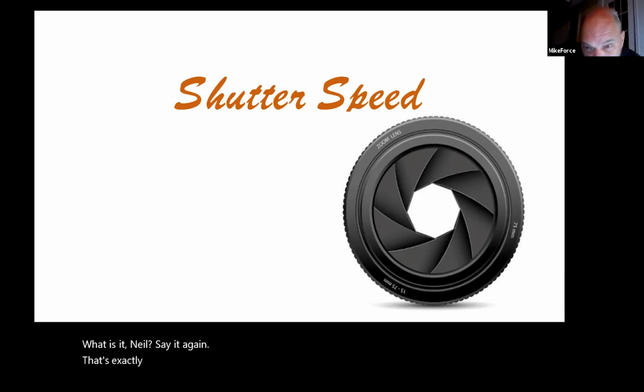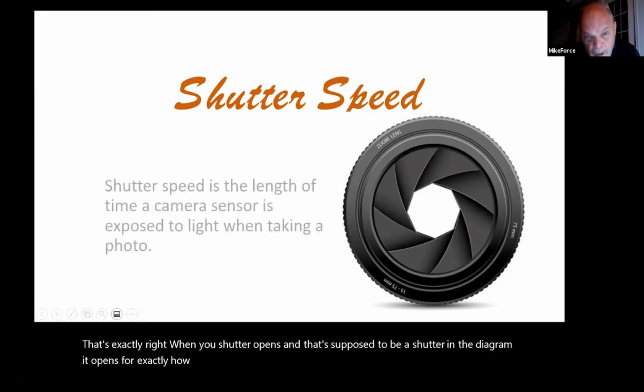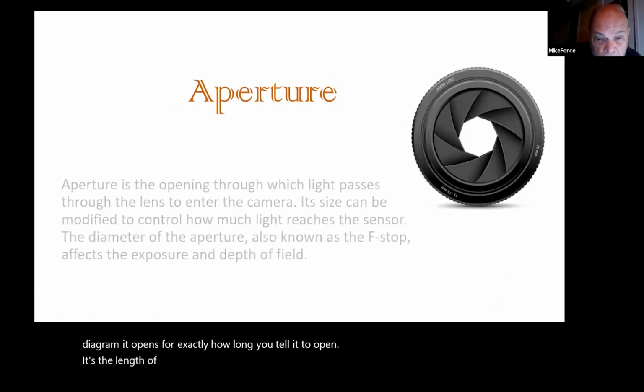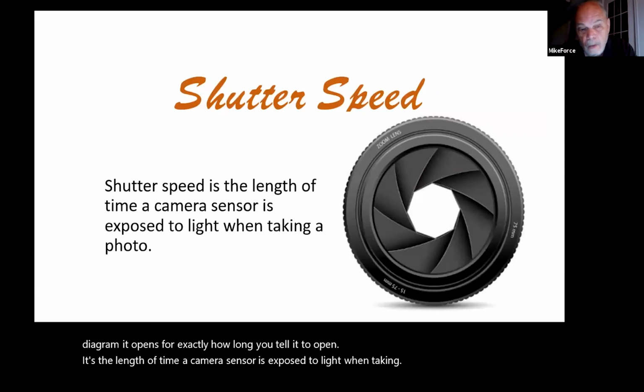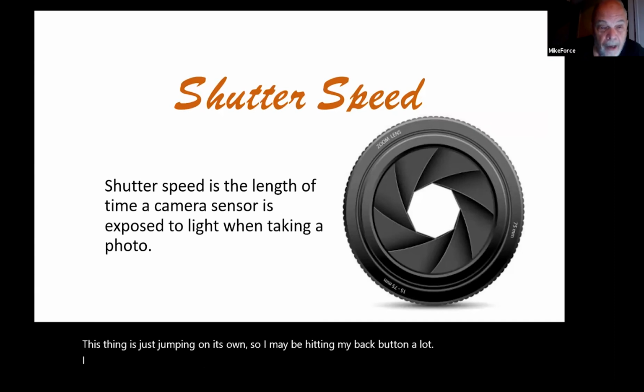When your shutter opens, and that's supposed to be a shutter in the diagram, it opens for exactly how long you tell it to open. It's the length of time a camera sensor is exposed to light when taking a photo. This thing's just jumping on its own, so I may be hitting my back button a lot. I think Jenny's doing it. But anyhow, that's what shutter speed is.